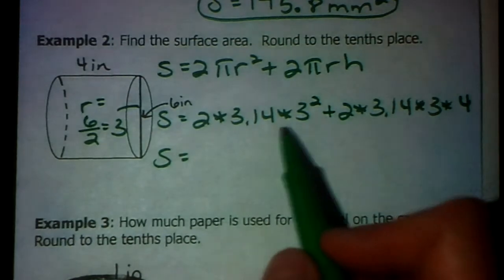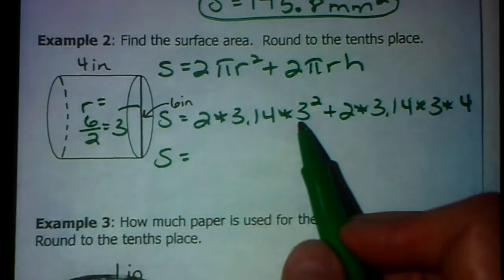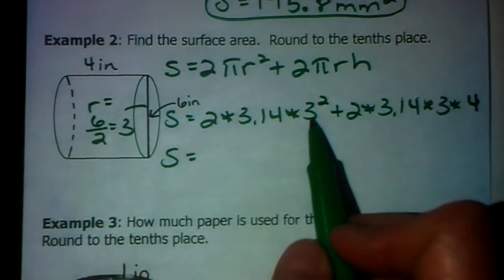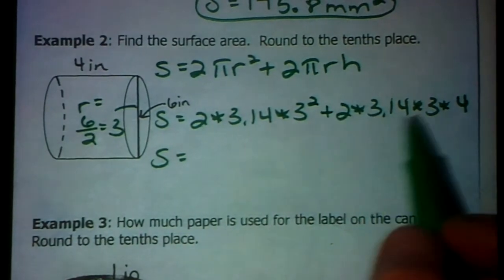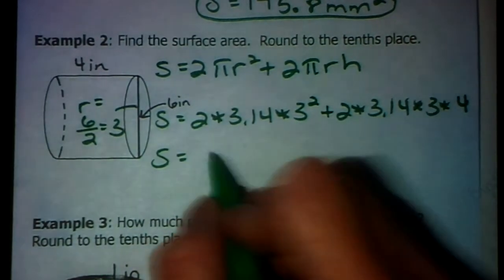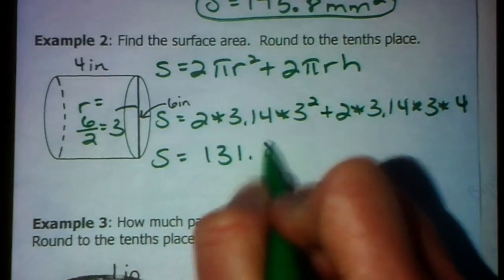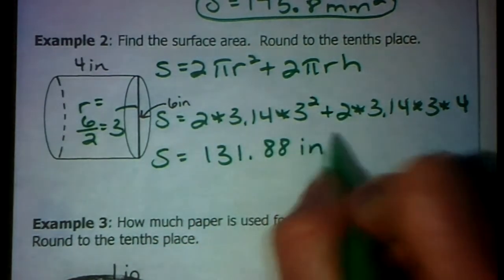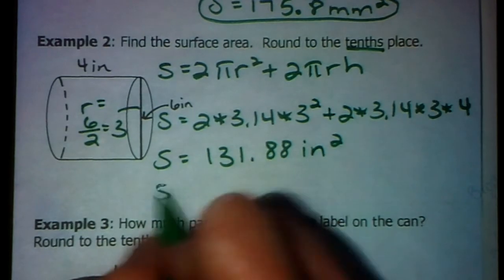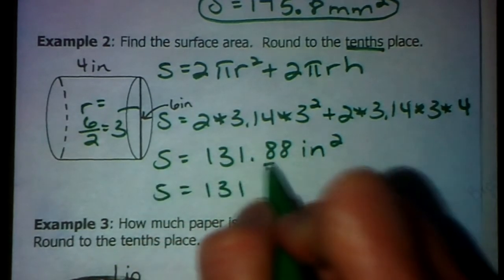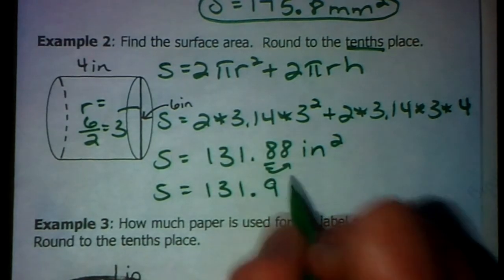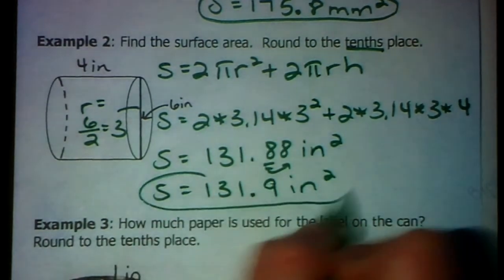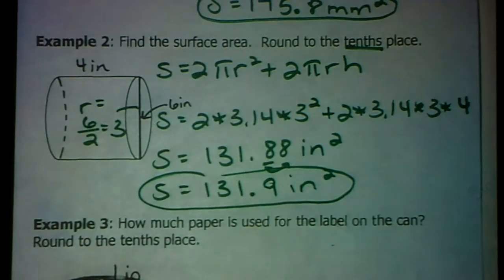2 times 3.14 times 3, and if you have the fancy little x squared, press that. If not, type in multiply by another 3, plus 2 times 3.14 times 3 times 4. And when you do all that, you end up getting 131.88 inches squared. But I said tenths place, so please follow the directions. And this time the number next to the 8 is 5 or more. That means I have to bump it up. So 131.9 inches squared.